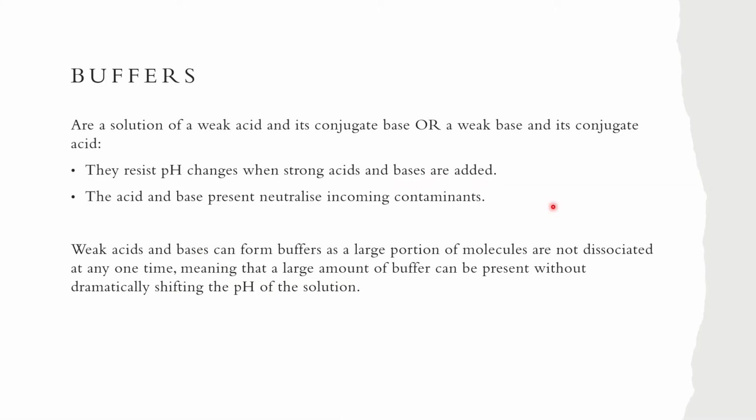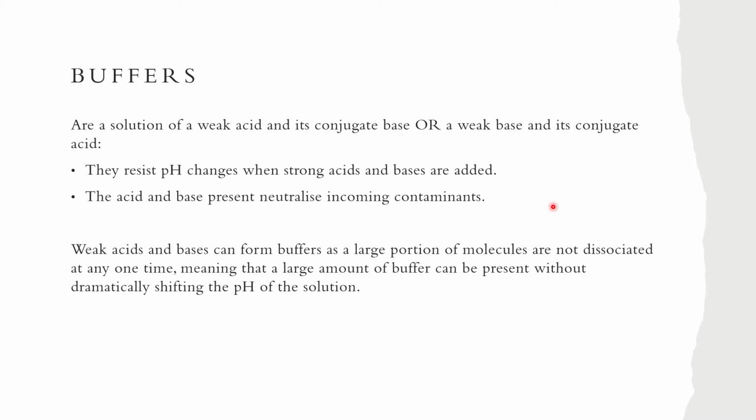Let's get into it. When we're looking at a buffer, essentially we have a solution of a weak acid and its conjugate base, or a weak base and its conjugate acid. For example, I could have a solution of vinegar. Its conjugate base is acetate ions, so I could add some extra acetate ions so that there is vinegar, or ethanoic acid, and acetate ions present in the solution at the same time.